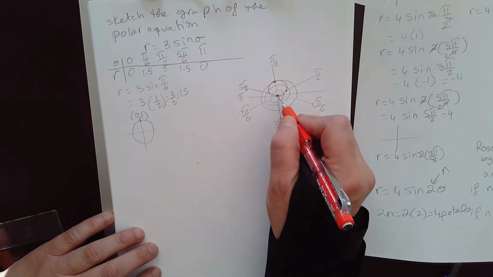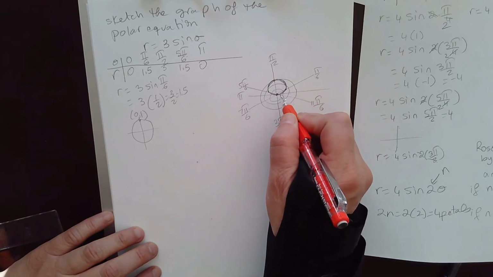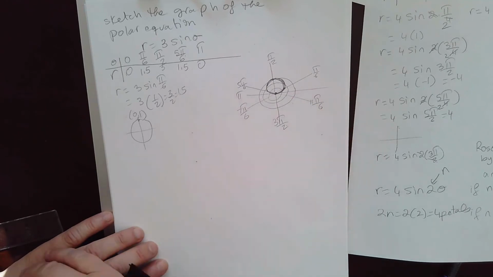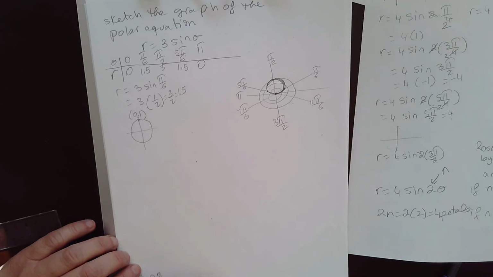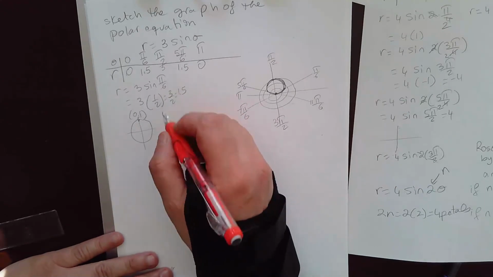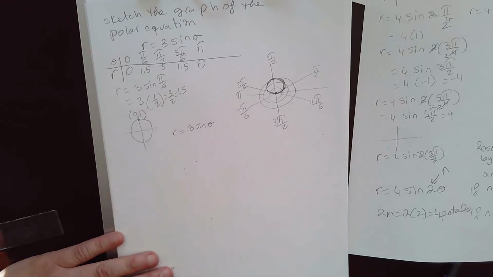This is a circle, isn't it? Yeah, isn't it? So this is a graph of r equals 3 sine theta. So this is a circle. If you remember, we did this last time. How do we write it as a Cartesian equation?